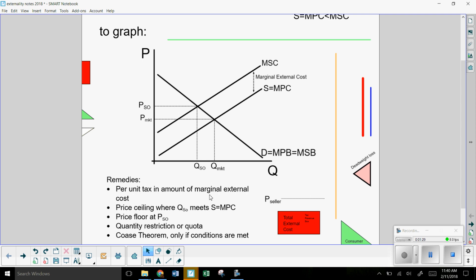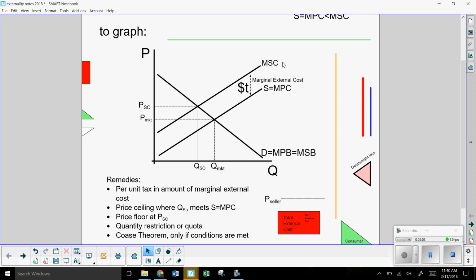So the first one, and one that might have occurred to you because of work we've done in class, is the idea that we could use a per unit tax. Basically, we're going to take this amount right here, the amount of marginal external cost. That's the amount that it costs to make one more unit of a good, but that part of the cost is not borne by the seller. So we're going to say, hey seller, you're going to have to deal with handling that amount of cost. We'll call that T dollars. We can pop that right over here. So we're going to put a per unit tax in the amount of T dollars.